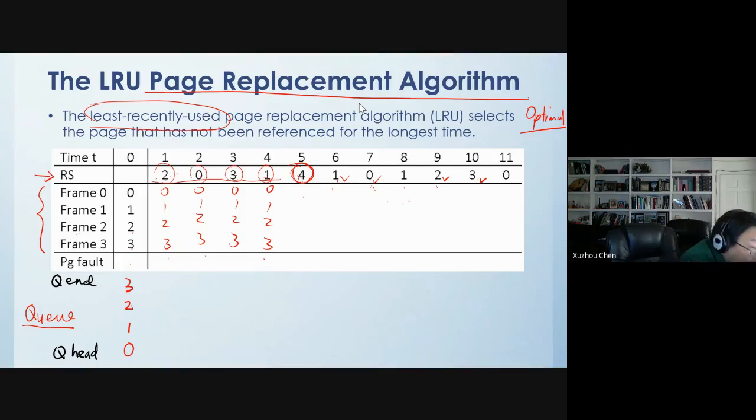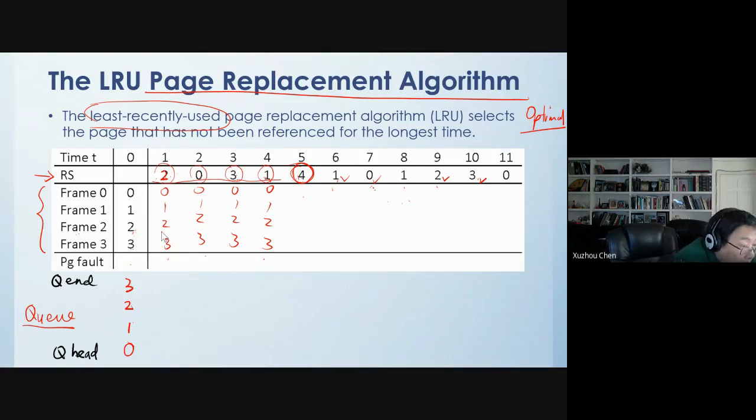In this case, for example, the first page referenced is page 2. Now 2 is in the frame, right? But 2 is the third page in the row. So that means if you have to replace a page, you replace page 0. If you have to replace the next page, you replace page 1. And then if you have to replace the next page, you replace page 2, because page 2 is the third page in the row.